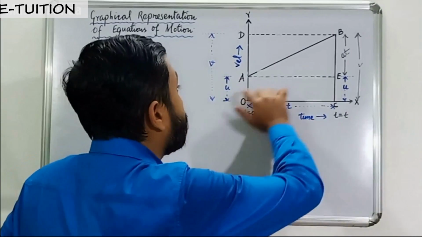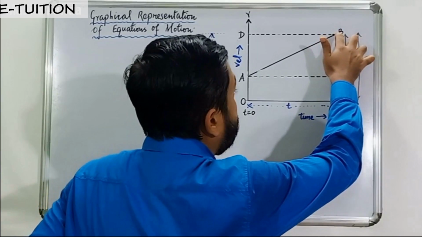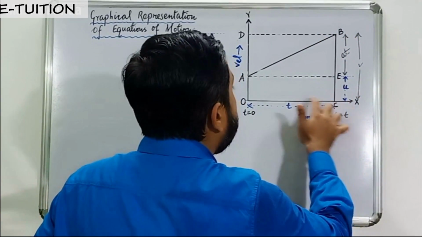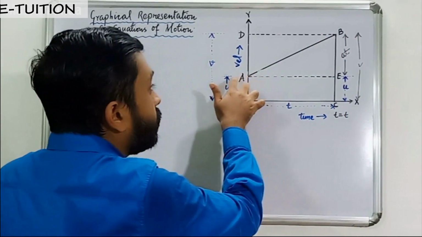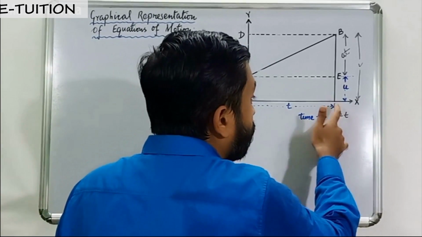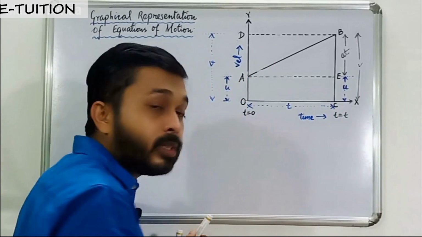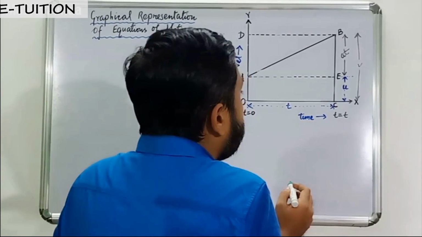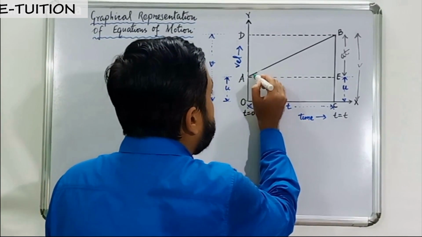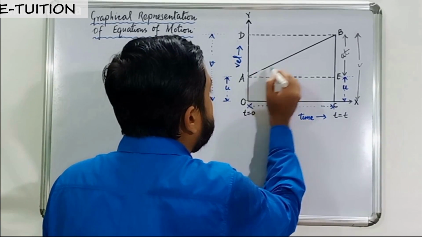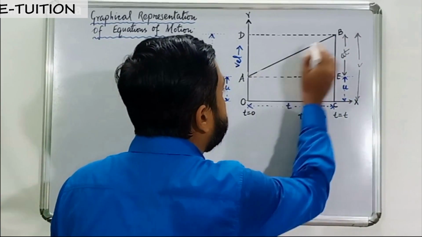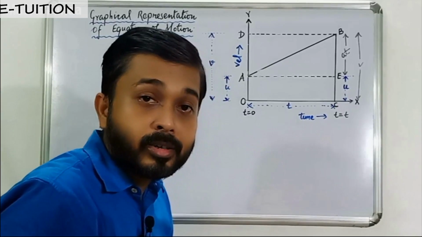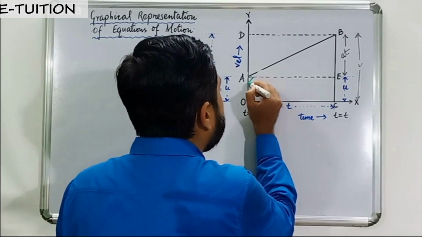So this is the velocity time graph. B corresponds to the velocity after time t, A corresponds to the initial velocity, C corresponds to the course of time for which the body has moved with a constant acceleration. So the area enclosed in between the velocity time graph and the time axis is this much. This area can be divided into two parts. First one is the rectangle.